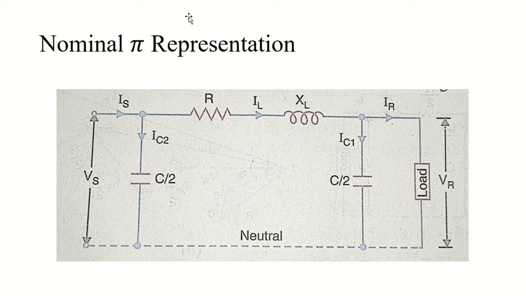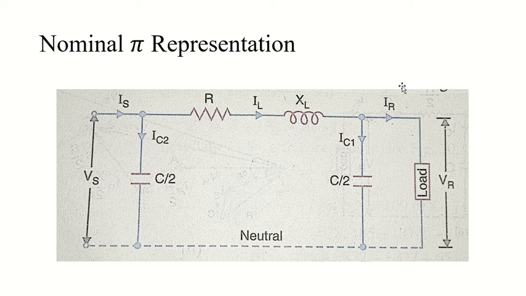Now, coming to the nominal pi representation, we have discussed that for a medium transmission line, we have two ways which we can represent it. The first one is the nominal T method or nominal T representation, and the other one is the nominal pi representation or nominal pi method. About the nominal T method, we have seen that in the previous videos. So today we are going to talk about the nominal pi representation or nominal pi method to represent a medium transmission line.